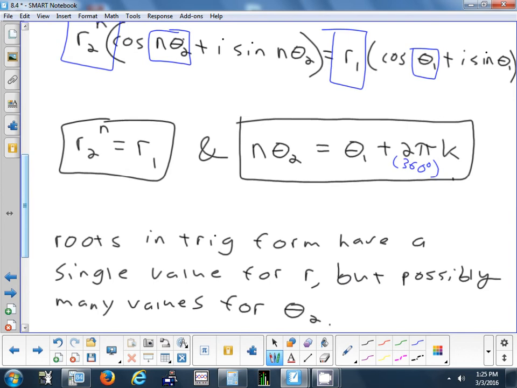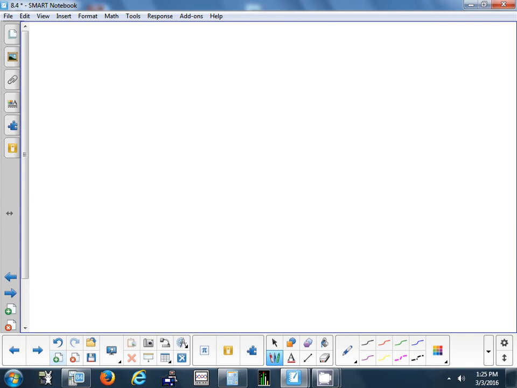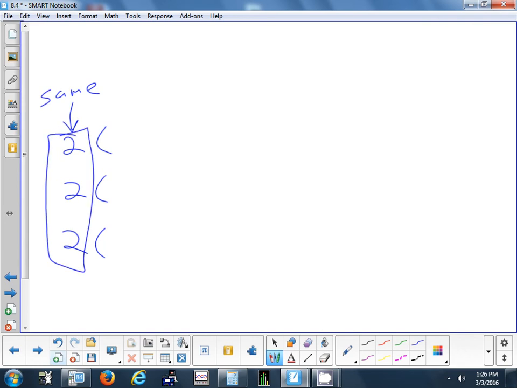Let's say we were finding a cube root. How many answers would that problem have? 3. And let's say the radius was going to be 2. So I would have 3 answers. The radius would be the same in all 3 answers. They would all have a radius of 2.